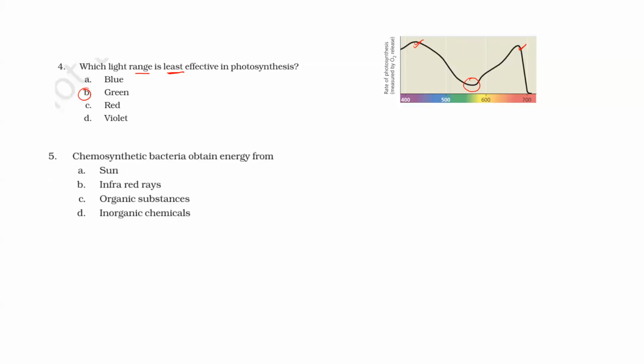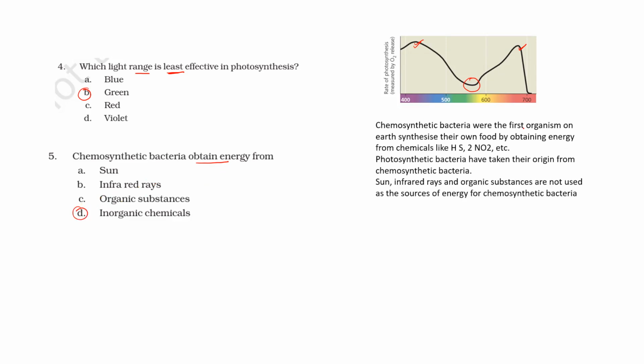Next question, chemosynthetic bacteria obtain energy from? They are obtaining energy from inorganic chemicals. See here the theory, they are the first organisms on the earth synthesizing their own food by obtaining energy not from the sunlight, but by doing the oxidation of some inorganic chemicals, like H2S, nitrogen oxide and all. You can say photosynthetic bacteria have evolved from chemosynthetic bacteria only.